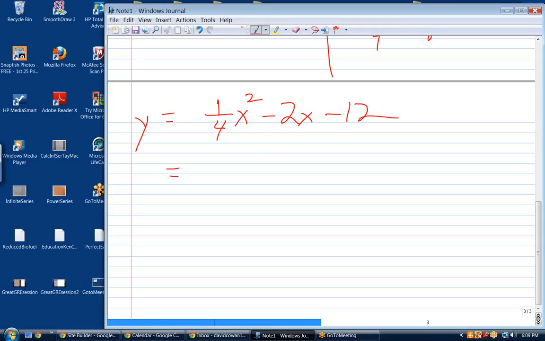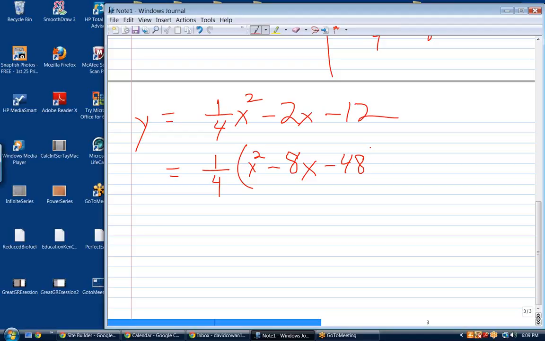Pull out a 1/4. Yeah, because you cannot complete the square unless the coefficient on x squared is 1. So I factor out a 1/4, leaving x squared, what does this become? Minus 8x? Yeah. Minus 36? No, 48.